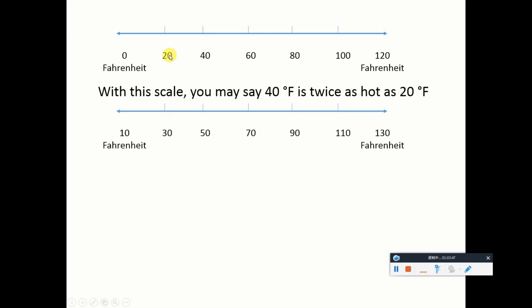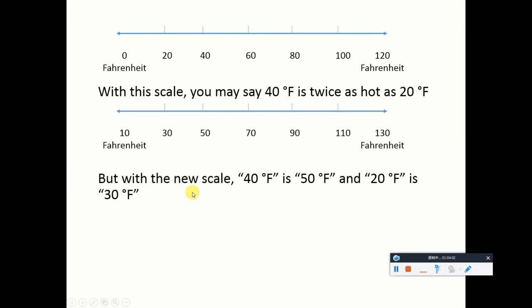20 degrees Fahrenheit on this scale becomes 30 degrees Fahrenheit on this scale, and 40 degrees Fahrenheit on this scale becomes 50 degrees Fahrenheit on this scale. And certainly, 50 degrees Fahrenheit is not twice as warm as 30 degrees Fahrenheit, because 2 times 30 is 60, not 50.